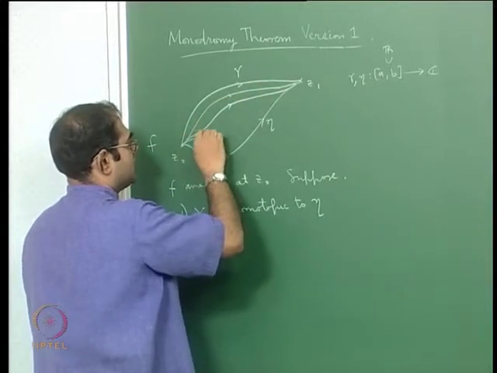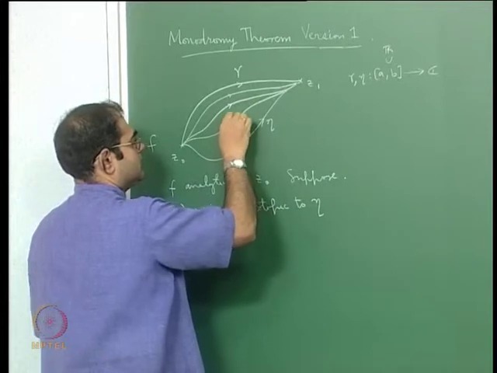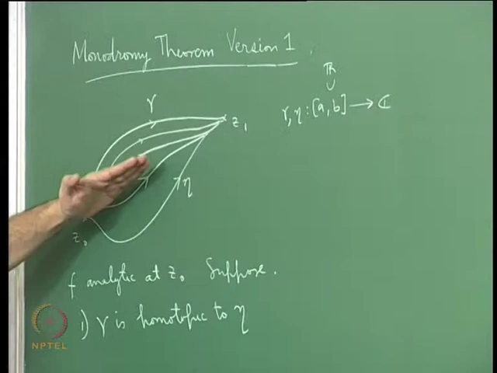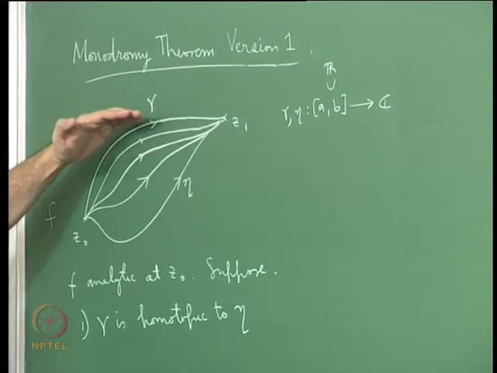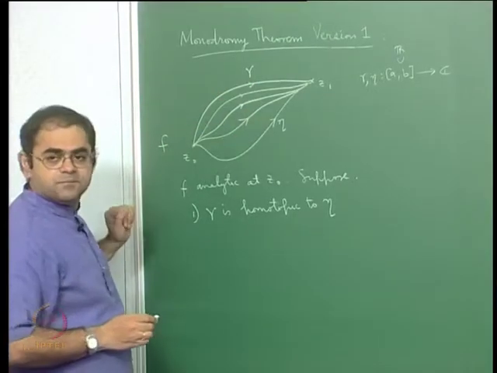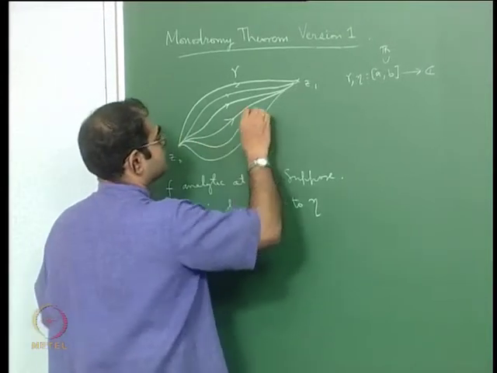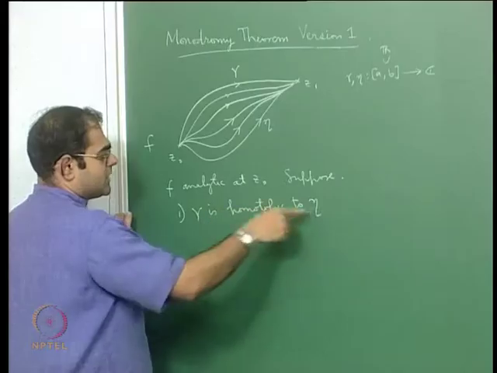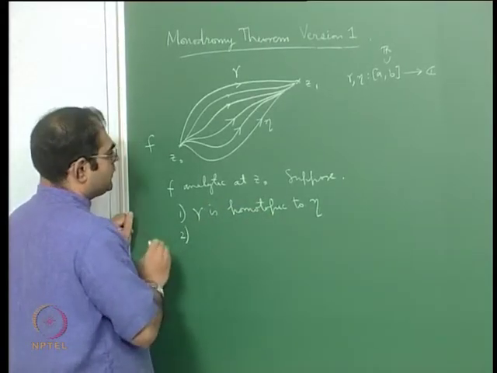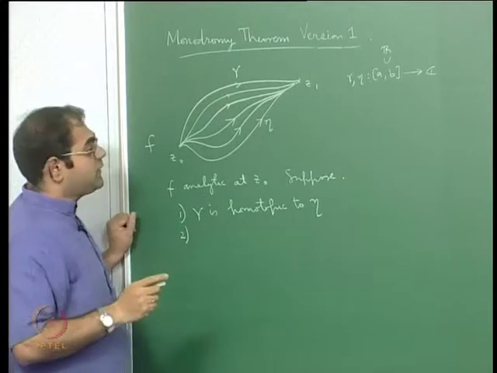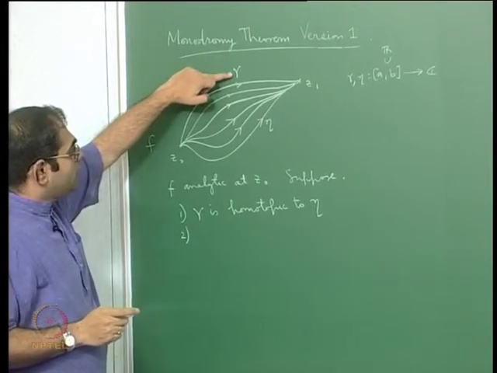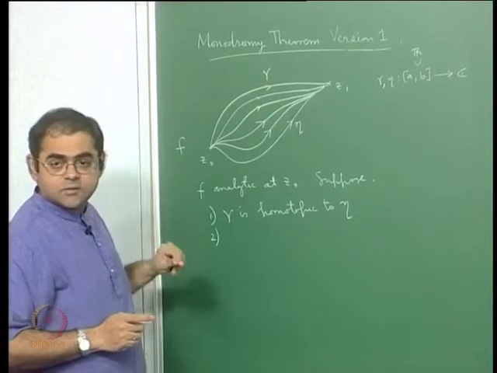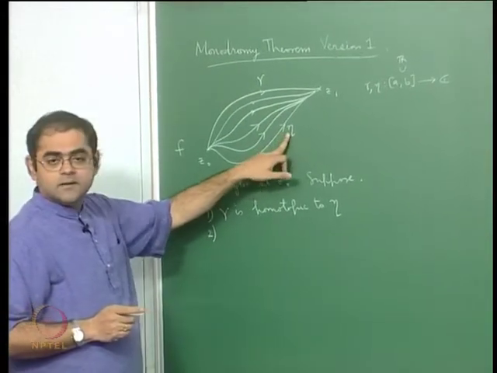a sequence of intermediate paths which lead from gamma to eta, like this. So that is, gamma is homotopic to eta. And then number two, f can be analytically continued not only on gamma but on each of the intermediate paths in the homotopy including eta.